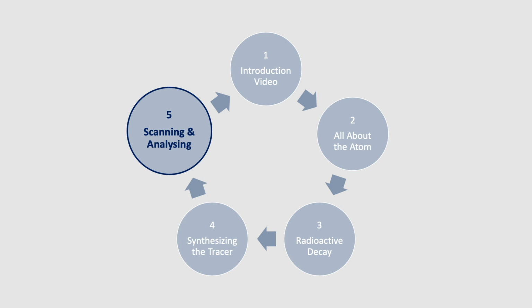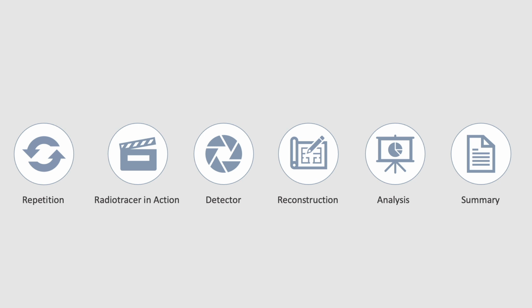Today, we'll talk about receiving the images and how to interpret them. Again, we'll start off with a repetition. Next, we'll look at what happens when the radio tracer is injected. Then, we'll talk about the special detectors that pick up the gamma rays. We'll see how the images are reconstructed, followed by the interpretation of them. In the end, we'll summarize the most important concepts of this video, and then round it off with a summary of everything you have learned during the entire series.